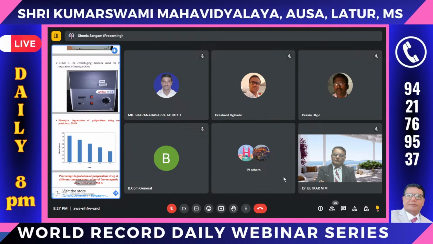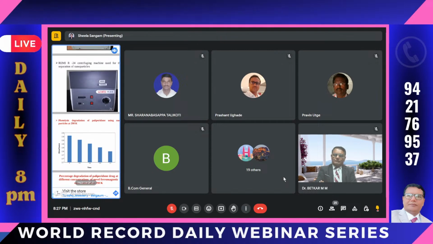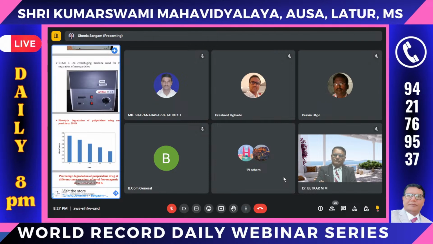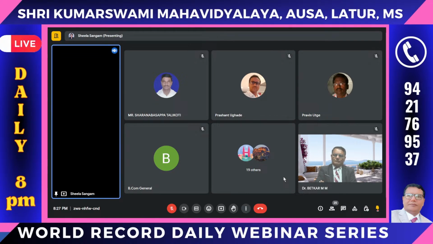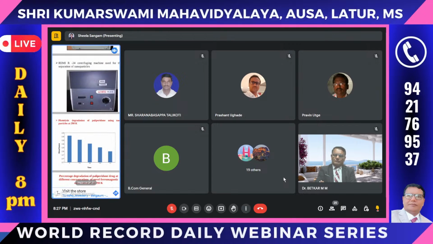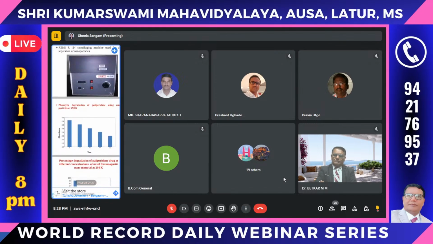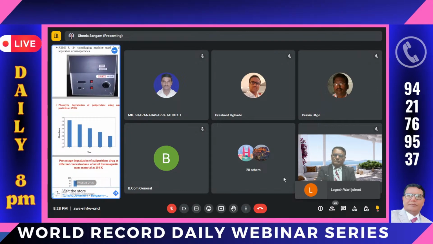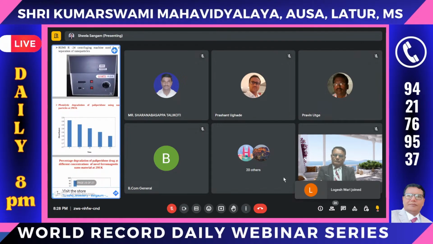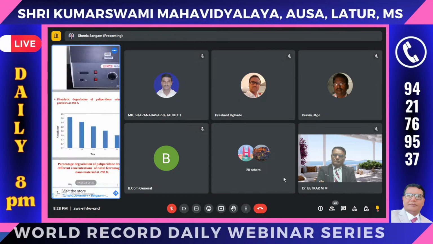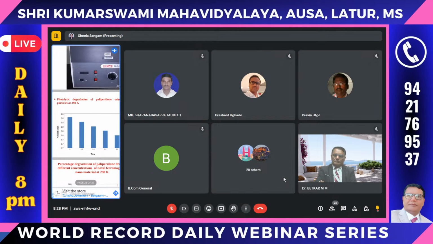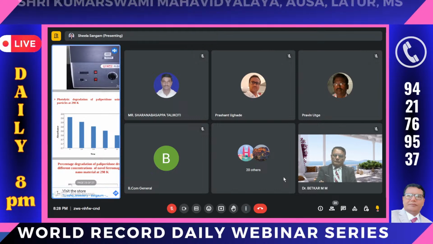When we kept it without nanoparticles, there was no significant degradation, because in the presence of UV light alone the percentage degradation of this drug is very low, just 2 to 3%. But when we mix it with the nanoparticles we have synthesized, we observed some degradation. This is the absorption with respect to time using the nanoparticles at 298 Kelvin. This is the graph you can see here.